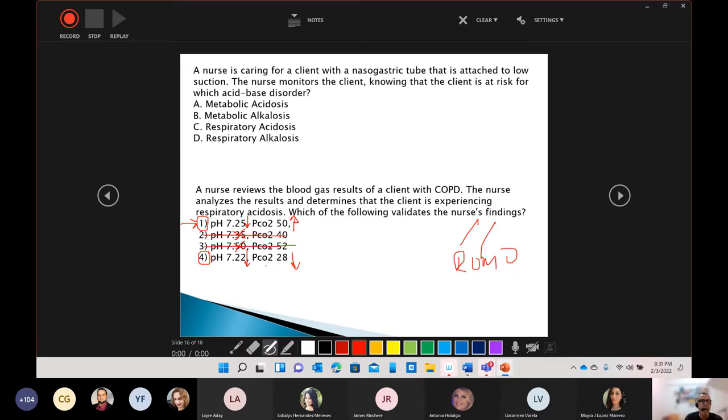In respiratory acidosis, chronic, COPD, how does the client compensate? With time, the kidneys will eliminate acid and produce more bicarbonate to neutralize the excess of CO2 that accumulates in the body. No?